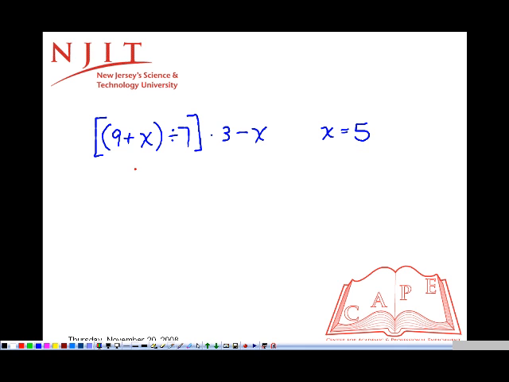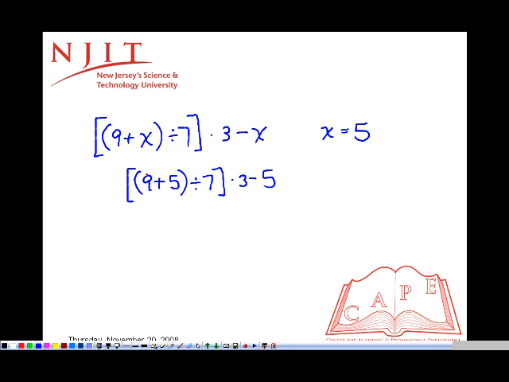x. And if we do that, we're left with open bracket, open parentheses, 9 plus 5, close parentheses, divide by 7, close bracket, multiply by 3, minus 5. Now what I mean by order of operations is that there's a certain order when applying the different algebraic functions. The first on the list is parentheses. As you can see here, we have two sets of parentheses. We have these, and then we have the outer ones. The rule of thumb is you do the inner parentheses first and work your way out.